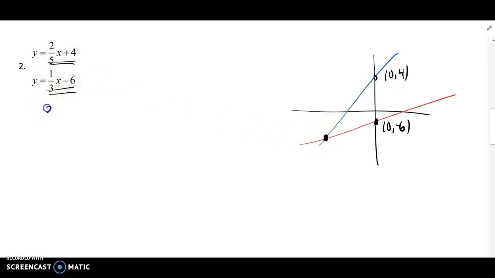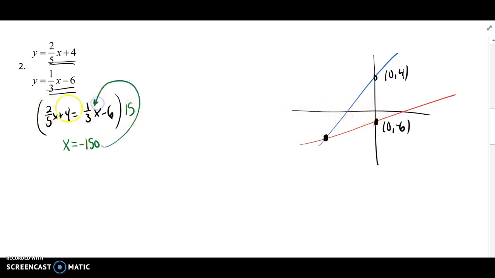To do that, we'll set 2/5 x plus 4 equal to 1/3 x minus 6. See, they both have a denominator. So if we multiply them by the least common multiple, which would be 15, that will get rid of all denominators, allow us to solve for x. So distribute the 15, then do the algebra. You're going to get x equals -150. Super far to the left.